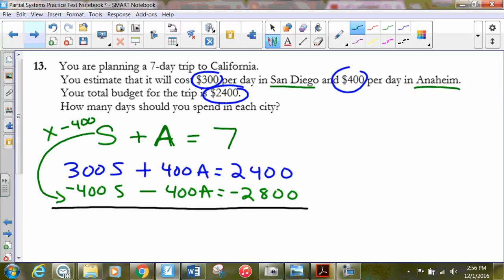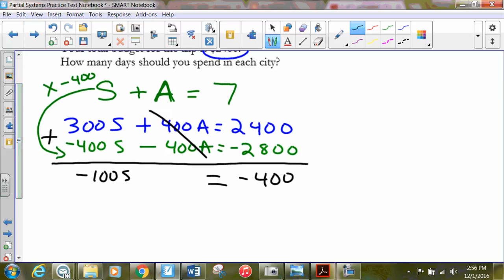So I'm going to go ahead and add, and I get 300S plus negative 400S. That's a negative 100S. 400A minus 400A, slam, just eliminated. Bring down the equal. 2,400 minus 2,800 is negative 400. And I'm going to go ahead and solve for S by dividing both sides by negative 100. So I get S is equal to 4.